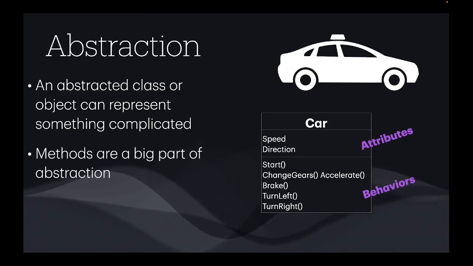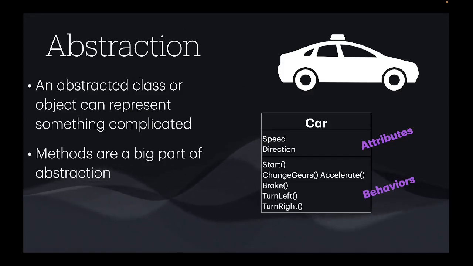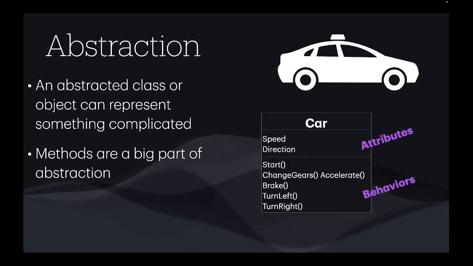Hopefully it's kind of obvious that methods are a big part of this abstraction. You can imagine kind of a drive to work method if there were a Professor Tim class, right? I abstracted all those details, all the step-by-step stuff, and I could just put them into a function or a method called drive to campus, and that's a big part of our abstraction.